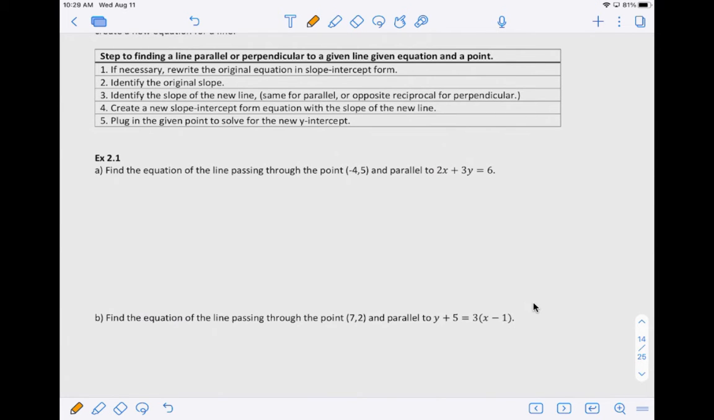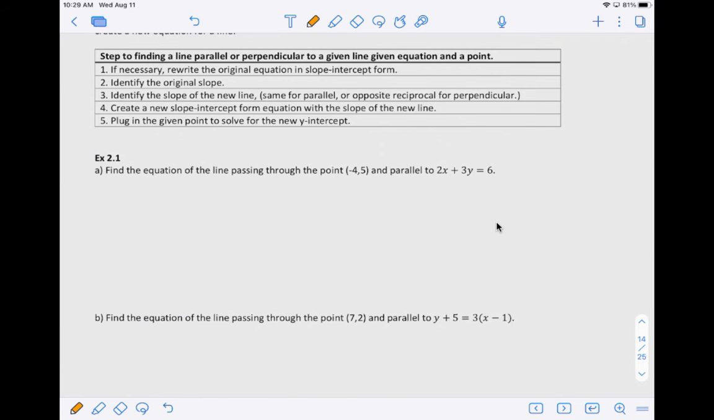The reason they had to give us another point is because we could have a lot of lines that are parallel to 2x + 3y = 6, right? You've seen it on the highway. You've got many, many lanes. So we want one that is specifically through the point (-4, 5).